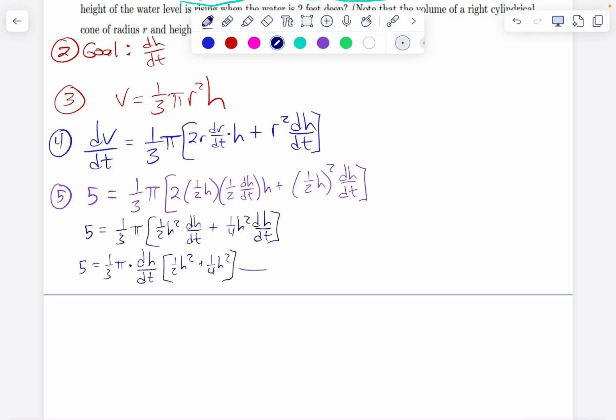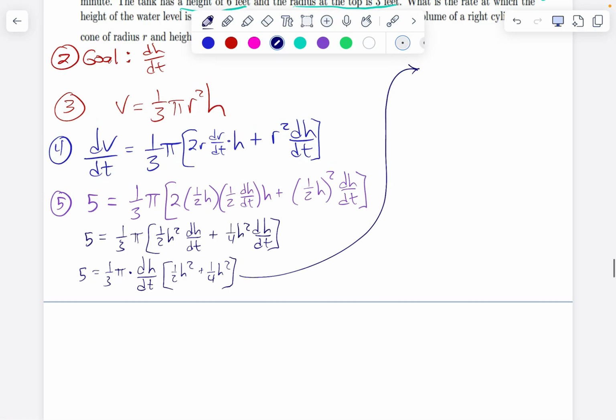Okay, so we got that factored out. And let's go ahead and continue. We want to get dH dt by itself. You could plug that in now if you want. What's 1/2 plus 1/4, since those are like terms? 3/4.